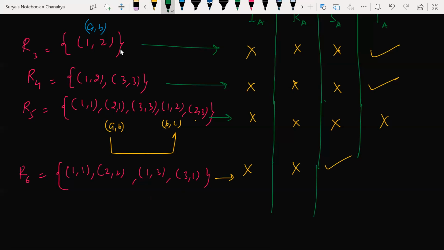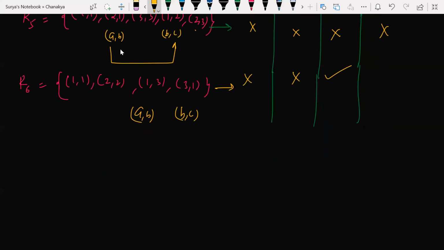Sir, if we take 1 comma 3 as A comma B, and then B comma C as 3 comma 1, then 1 comma 1 is A comma C. A comma C is what? 1 comma 1. It is transitive. Yes, transitive.